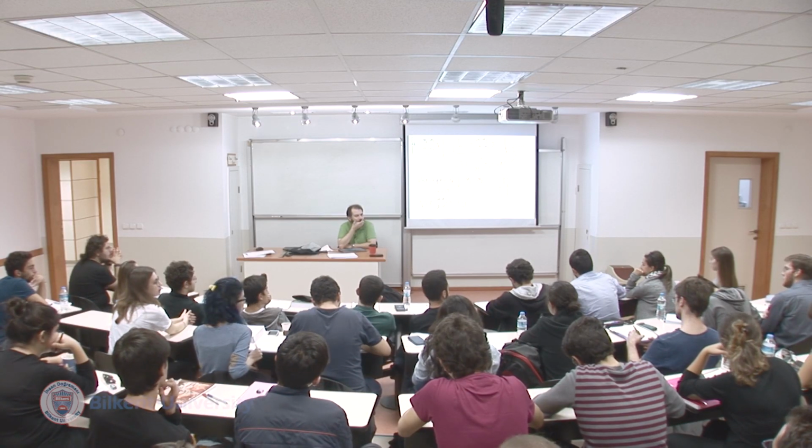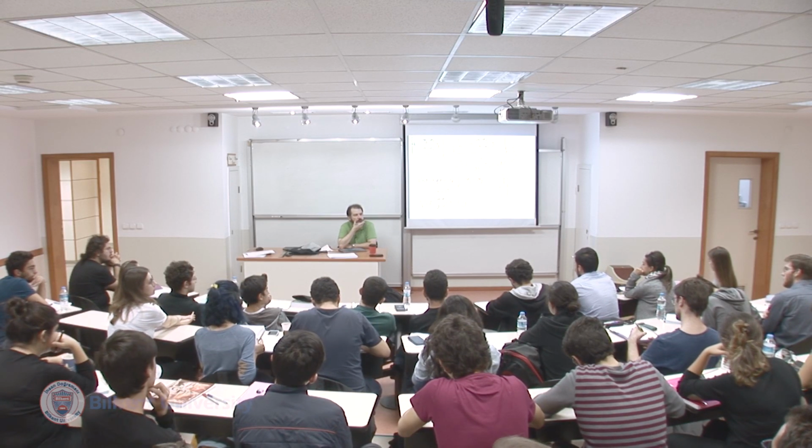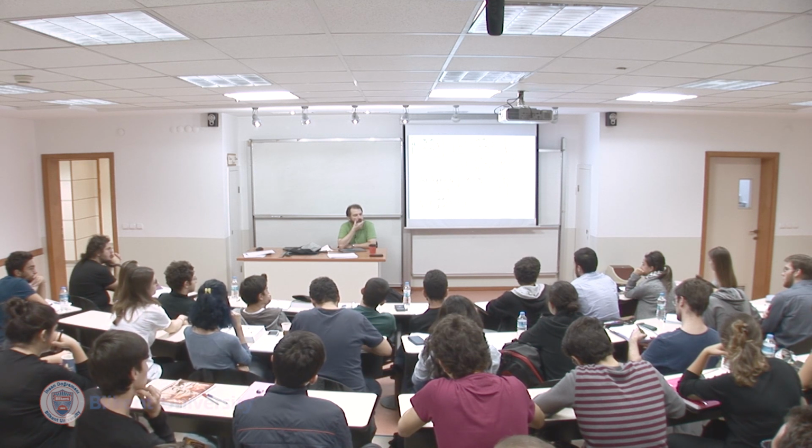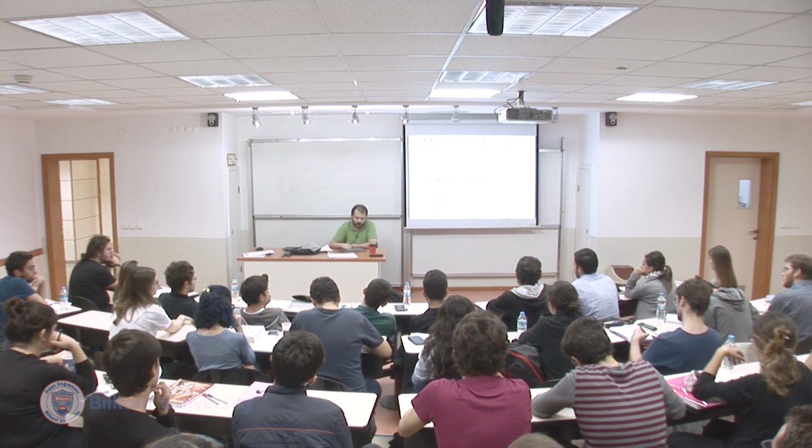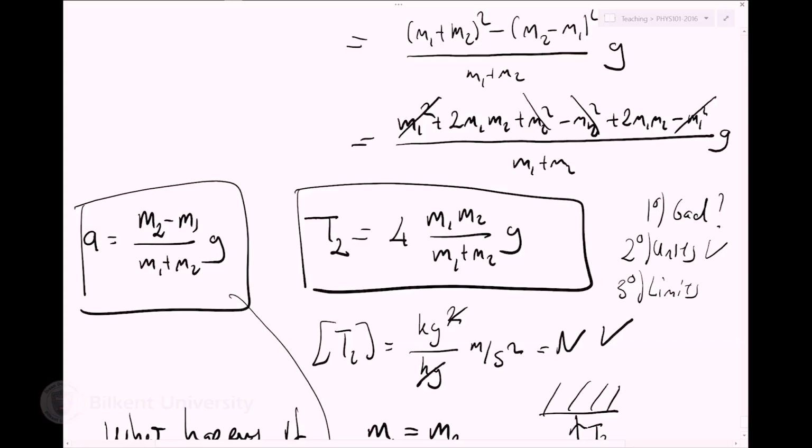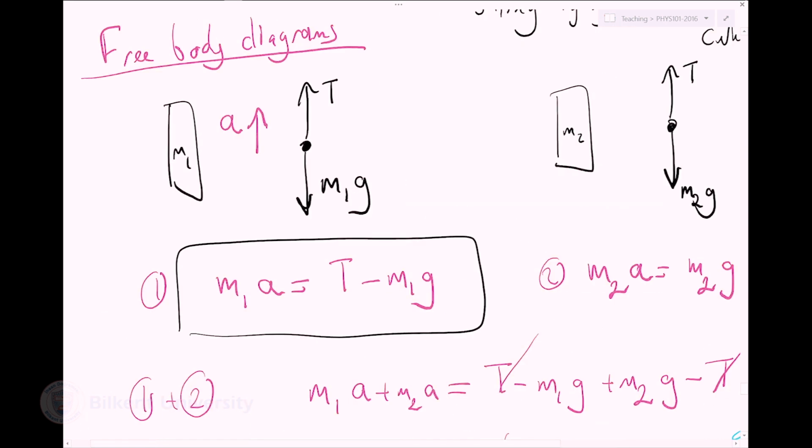Question? Could we use for the solving of this problem just the first equation? Just the first equation. Yes. How many unknowns do I have here? I don't know a. I don't know T. So I have 2 unknowns, which means I need at least 2 equations.